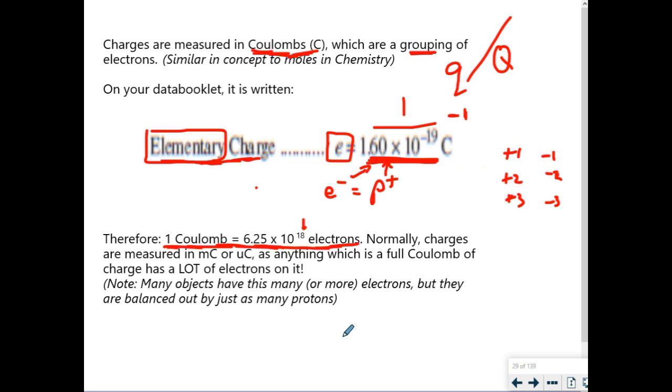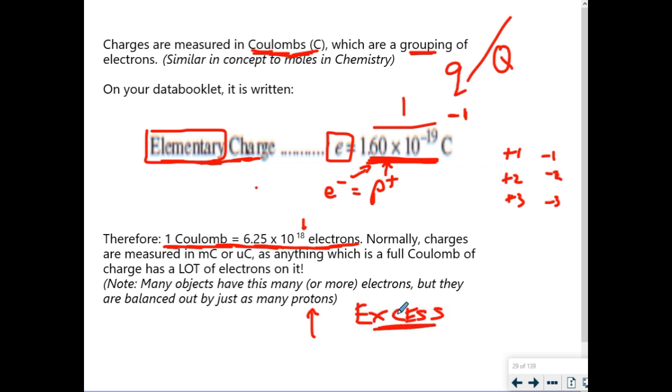So I do have one more note down here as well. Most objects actually have way more electrons than this. Even though this number right here to the power of 18 seems like a lot of electrons, most objects have way more electrons than this. These are just the excess electrons. I want to write that word down here.